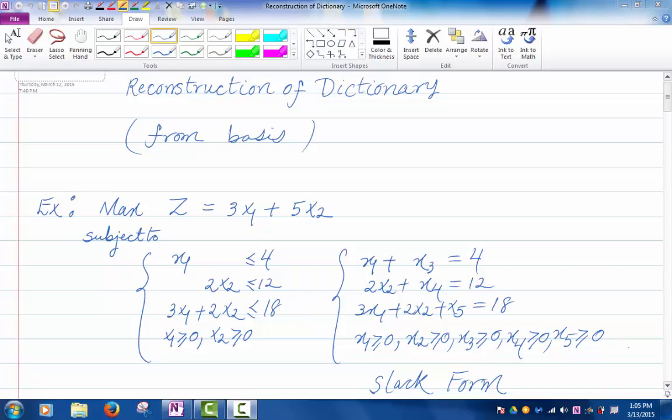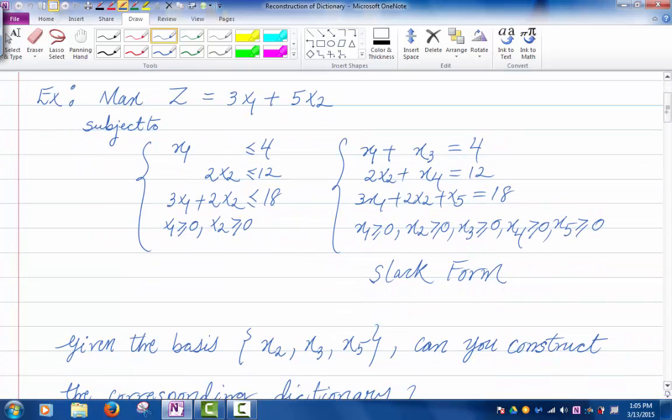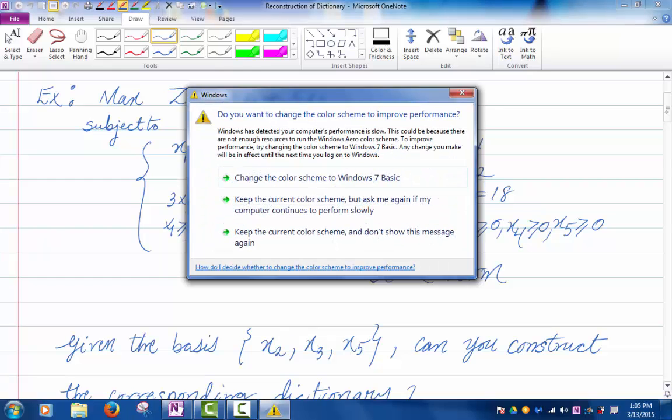Let me first give you some idea about what I'm going to say. Before I tell you anything in general, let me demonstrate it with an example. Again, going back to the same boring example that I started from the very first day, you're trying to maximize the function z, which is 3x1 plus 5x2.